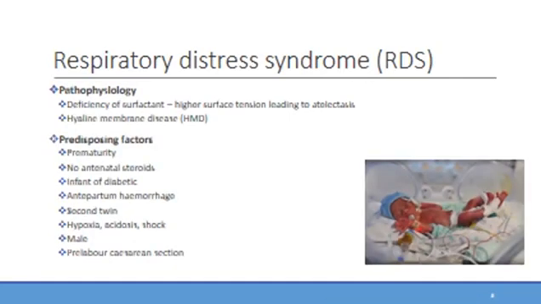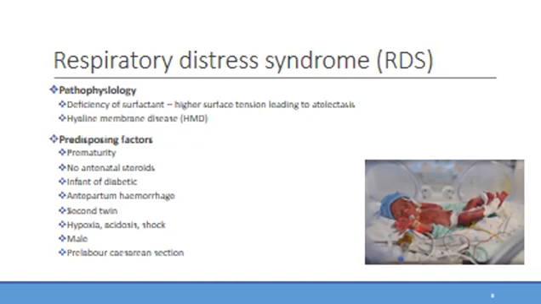Respiratory distress syndrome, RDS, also previously known as hyaline membrane disease, is due to a deficiency of surfactant, which causes higher surface tension at the alveolar surface, and this then leads to atelectasis. This will then negatively interfere with the normal exchange of respiratory gases, and then can lead to respiratory distress and respiratory failure.